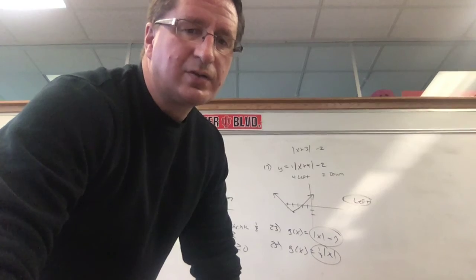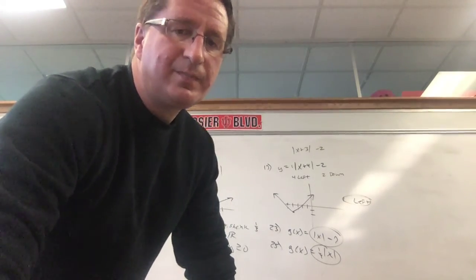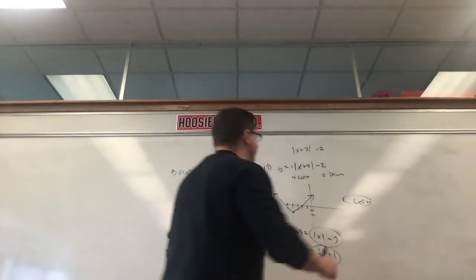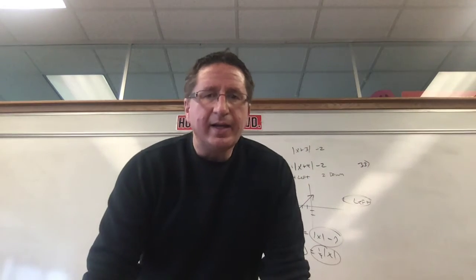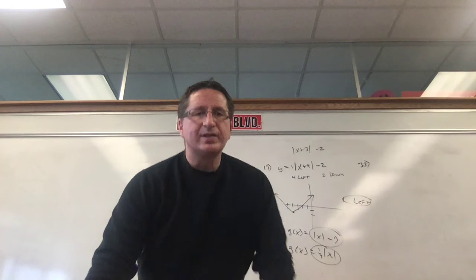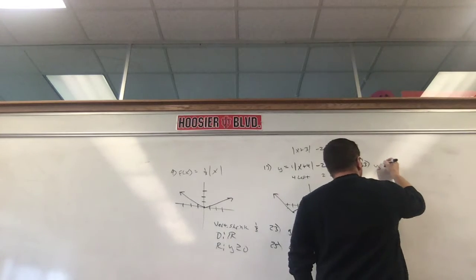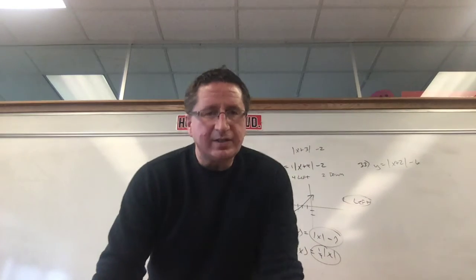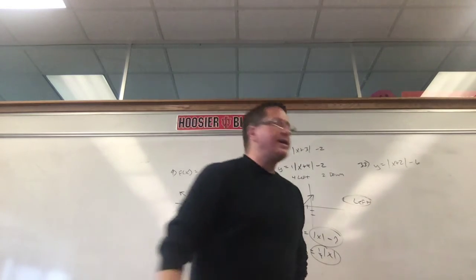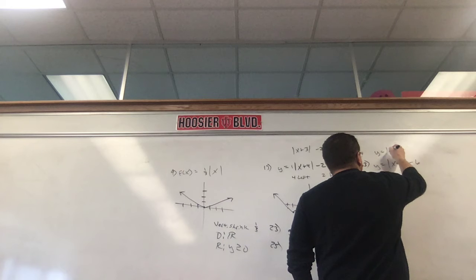Oh yeah, we're almost done. There's only 2 more to go, 33 and 35. Okay, 33. There's another one that's kind of quick. It says absolute value of x plus 2 and then minus 6. And they want to know, compare that to just y equals the absolute value of x.